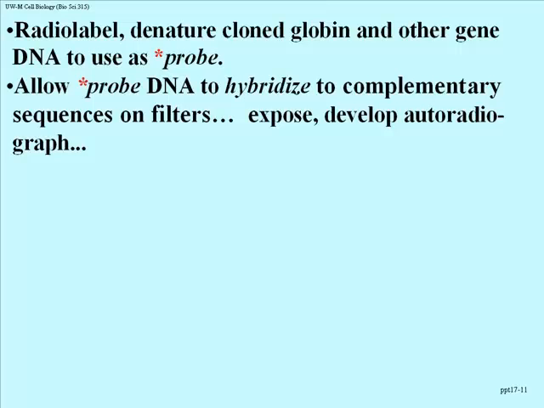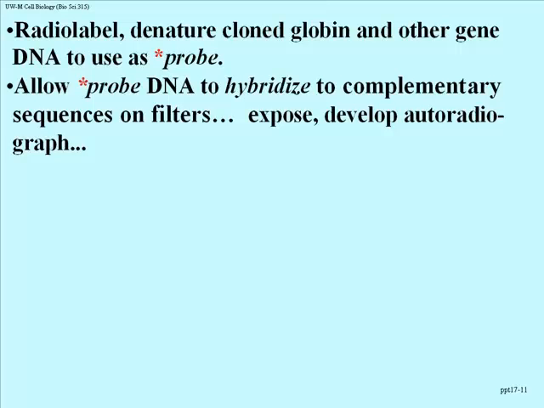And why would we do that? Well, first of all, you tag the globin so that it's now radioactive. That's what the little red asterisk is supposed to tell you. So we have a radioactive probe, which means we have a radioactive globin gene. What have we done? We've denatured that gene, so we have single strands. On the filter, we actually have placed the DNA in a single-stranded state.